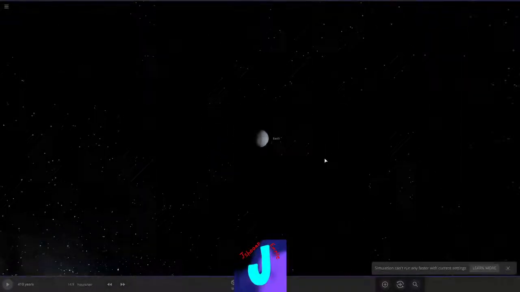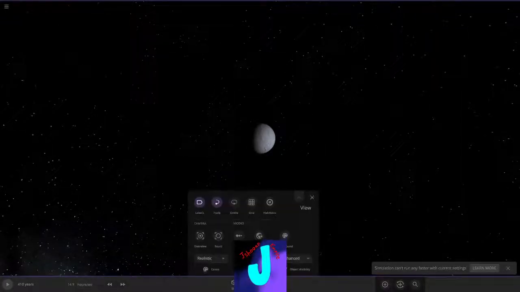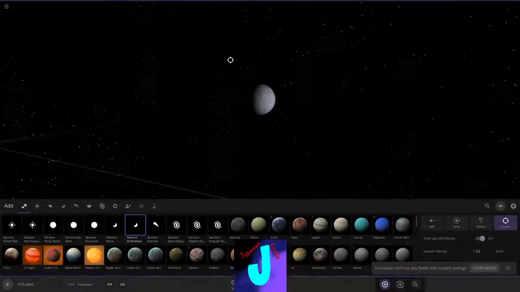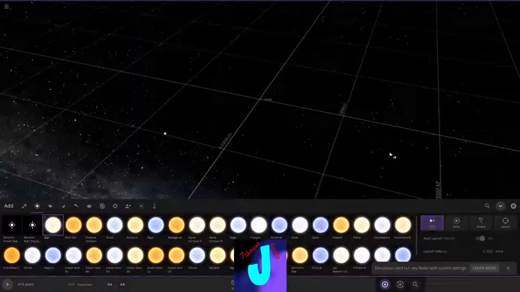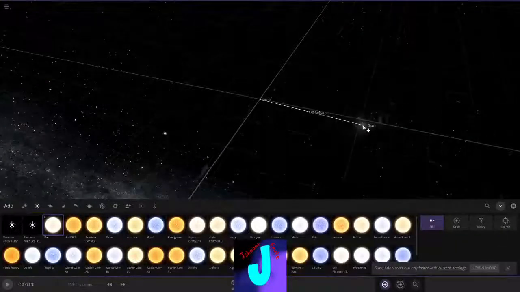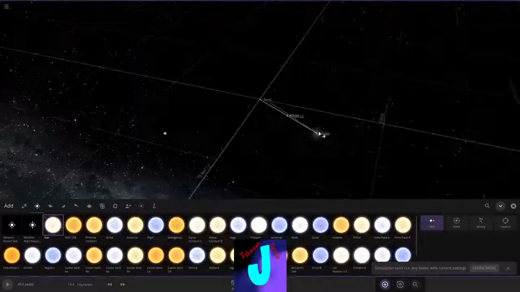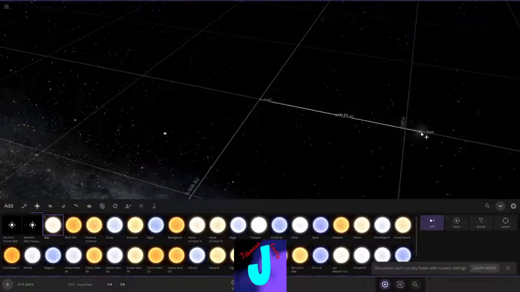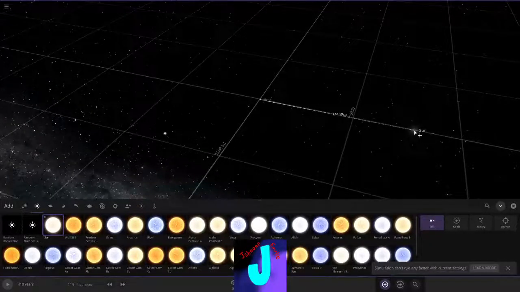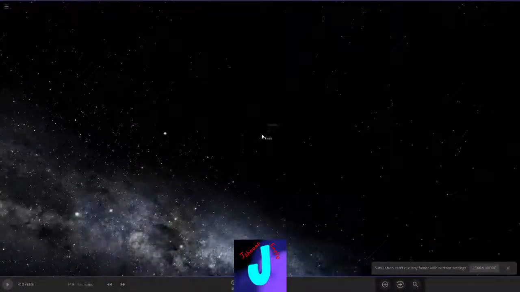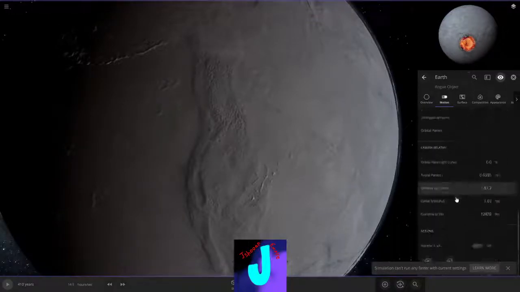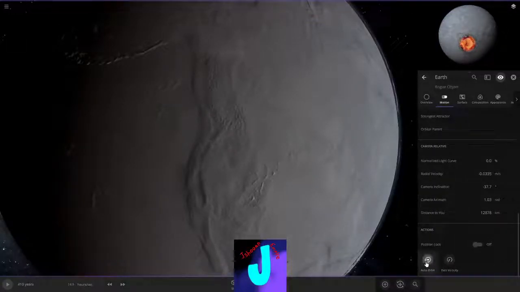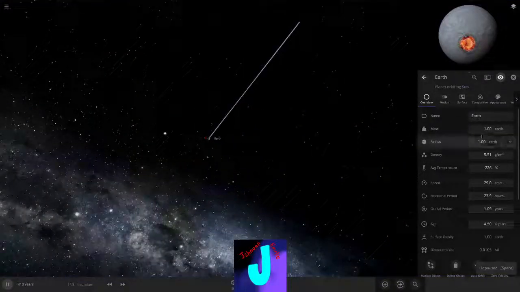Now, let's see. What if we were to put this Earth around a sun? So let's go get the sun real quick. I'm going to stealth it. We're going to put Earth 1 AU away from it. As close as you can get. We're literally just going to go into motion and just auto orbit. If I can find, yeah, auto orbit. So now Earth has an orbit.